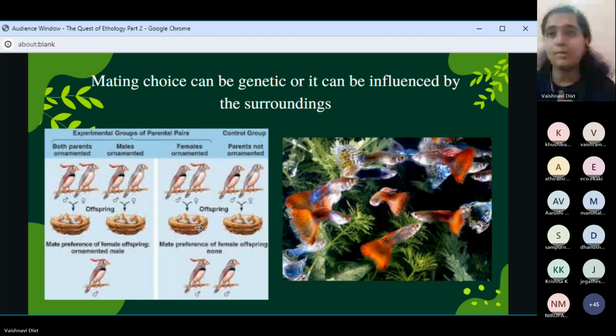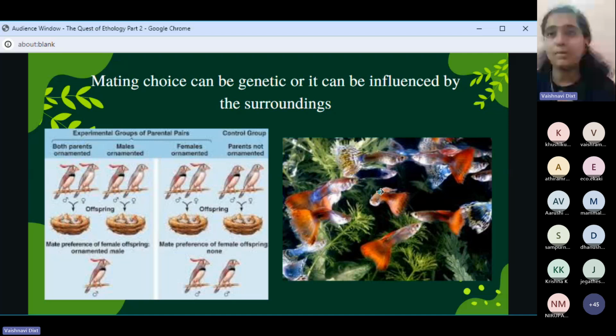Now, how can surroundings influence mate choice? Let us see. This guppy fish, the female guppy, gives preference to more orange colored male fishes. But here, scientists introduced a fish in that pond that was trying to mate with a less orange colored male. So the female changed her preference to the less orange colored male.